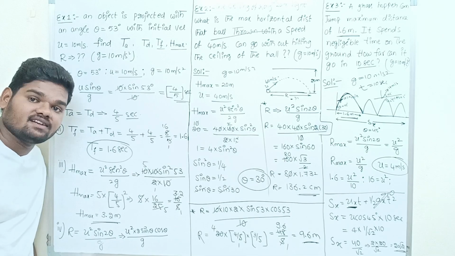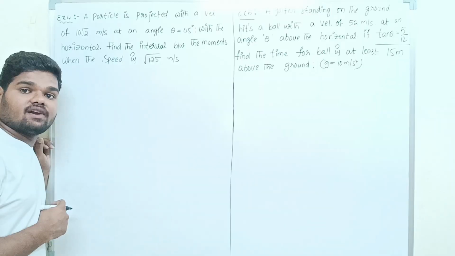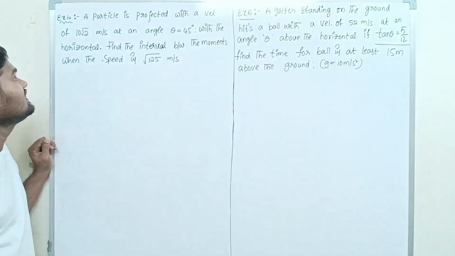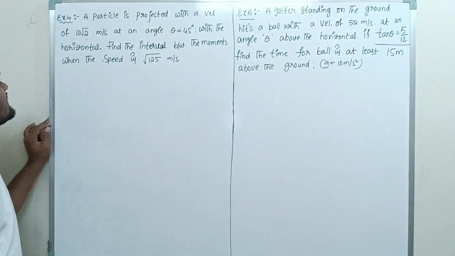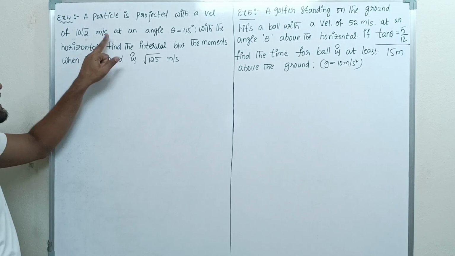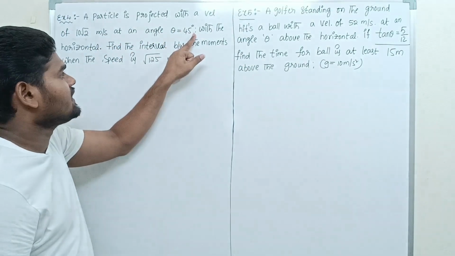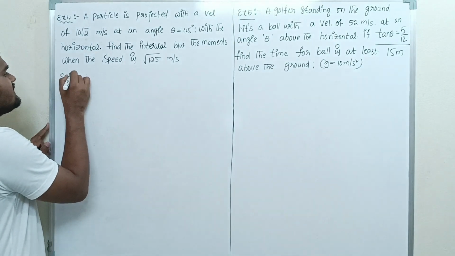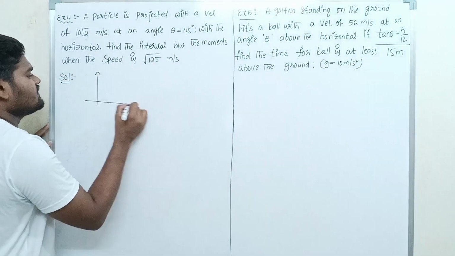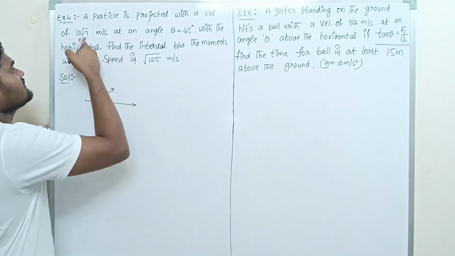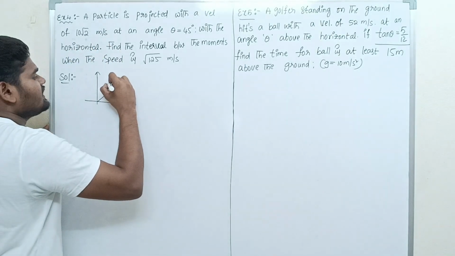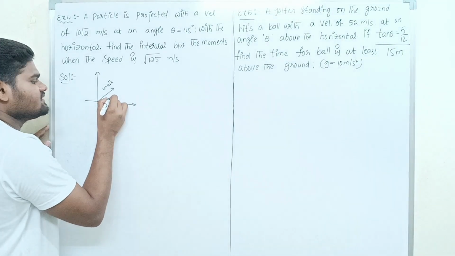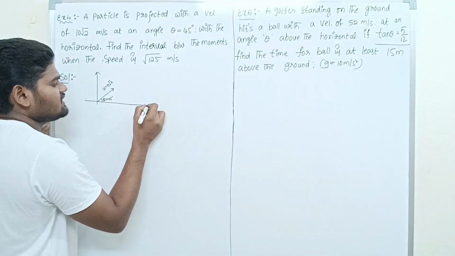So this is example number 4. Have a look at what is given. A particle is projected with a velocity of 10 root 2 meter per second at an angle theta equal to 45 degrees with the horizontal. So one object is projected with an initial velocity u equal to 10 root 2, and it is making an angle theta equal to 45 degrees with the horizontal.